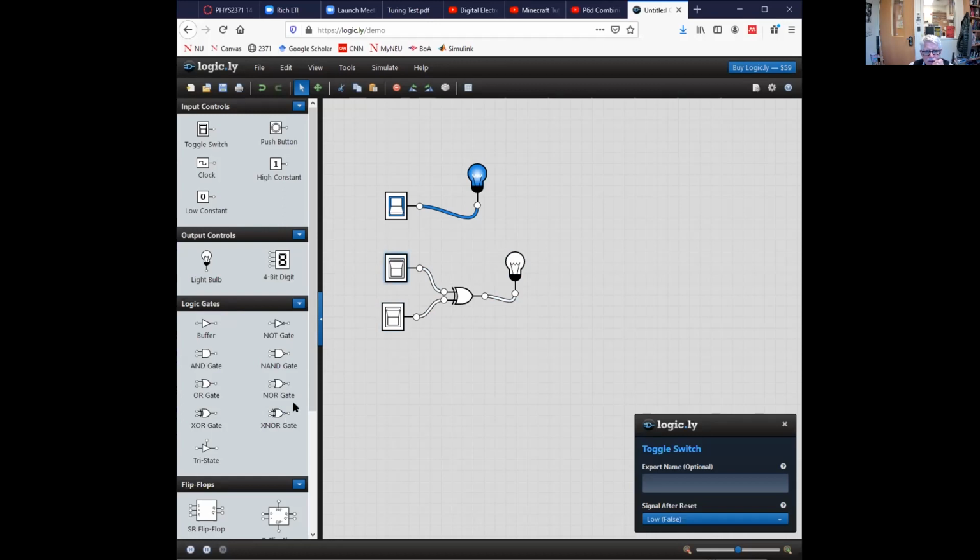So you can build up lots of circuits this way, and you'll use this. You can use this for your lab report too. And take a screenshot of it.